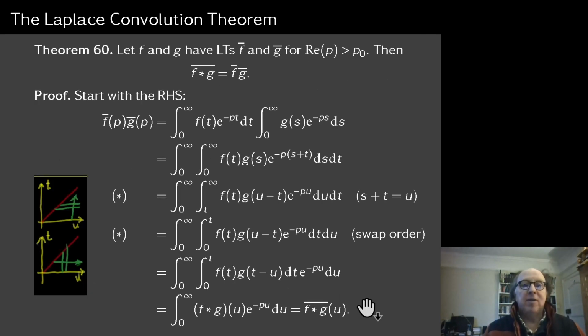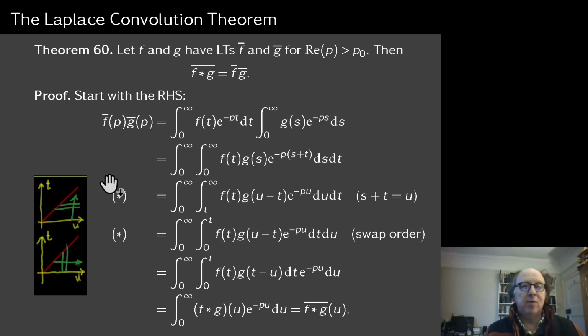And here it is. The Laplace convolution theorem says if f and g have Laplace transforms f bar and g bar, then the transform of the convolution is the product of the transforms. And this is as near as you will get to multiplication for the Laplace transform.